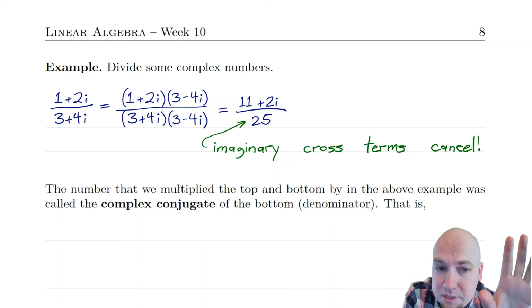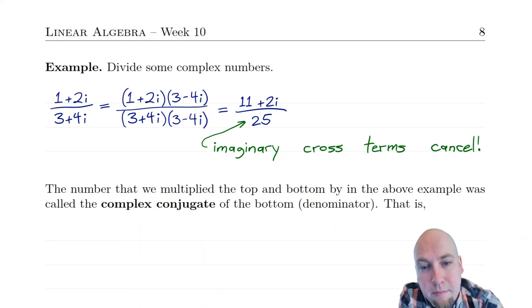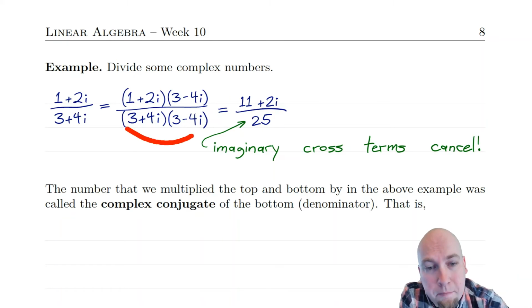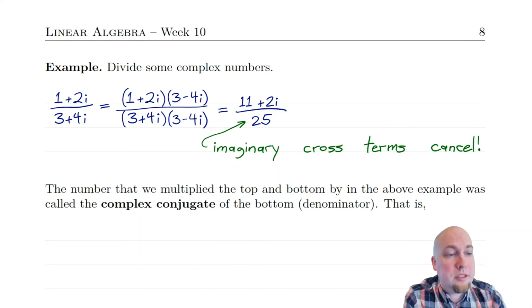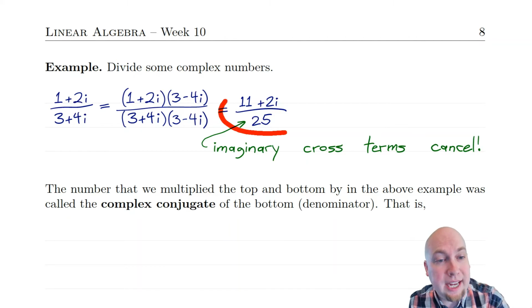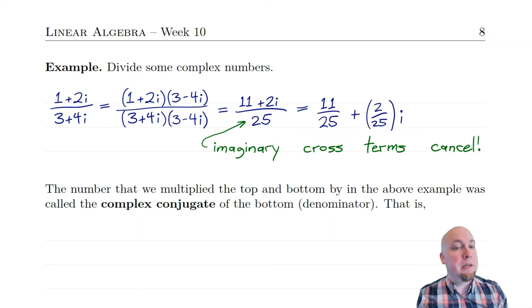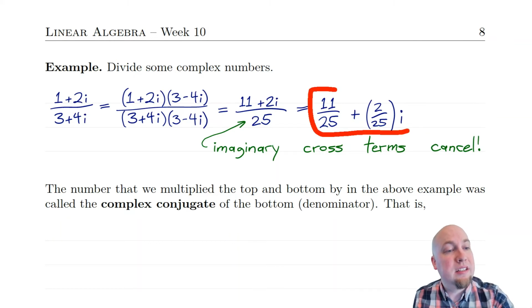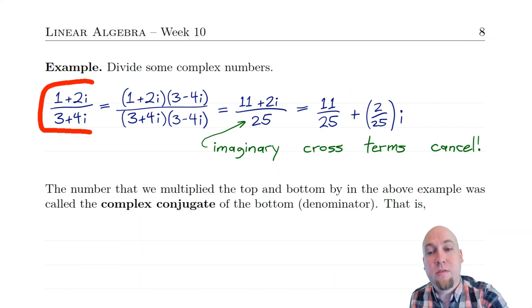And on the bottom, something really magical happens. Okay, on the bottom, I get 9 plus 16 is 25, so that's my real part. And then what's the imaginary part? Well, minus 12i plus 12i. They cancel out. The imaginary cross terms cancel out. Okay, so what I'm left with after I simplify it this way is, well, what's my real part? It's just 11 divided by 25. And now what's my imaginary part? It's 2 divided by 25. Okay, so this is the final answer of this division over here on the left.